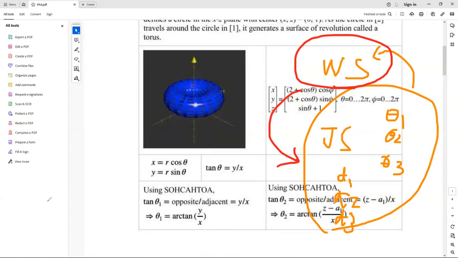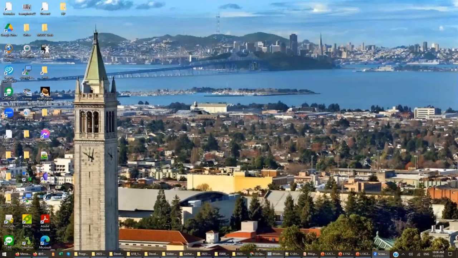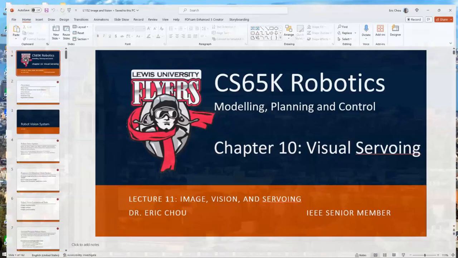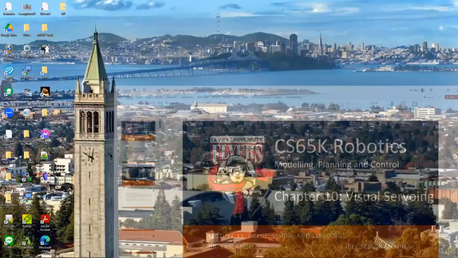So what we have studied so far is actually working on the feedback loop. Let's go back. So today's topic: there's an image. We'll talk about images later.